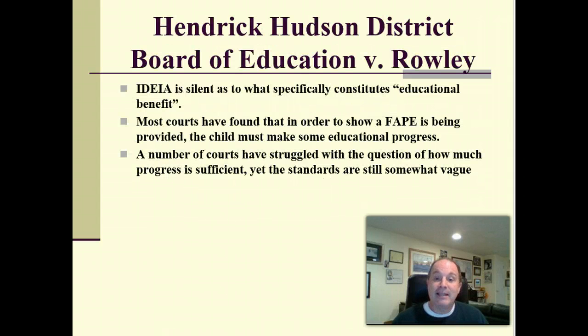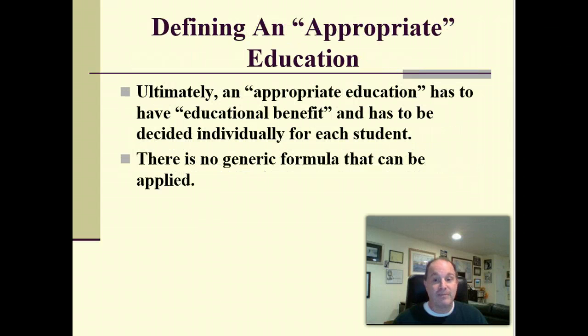IDEA is silent as to what specifically constitutes educational benefit. So if an appropriate education provides educational benefit, and the federal law doesn't define educational benefit, that leaves it very open to interpretation on a case-by-case basis. Most courts have found that in order to show a FAPE is being provided, the child must make some educational progress. And a number of courts have struggled with the question of how much progress is sufficient to show that there's educational benefit, so the standards are still somewhat vague.